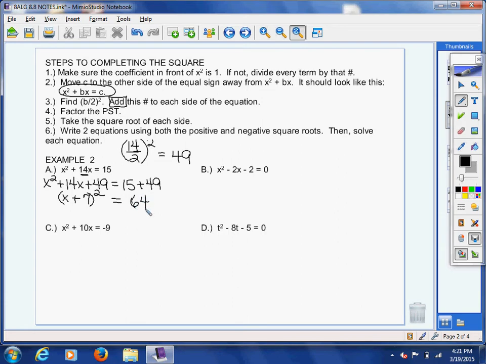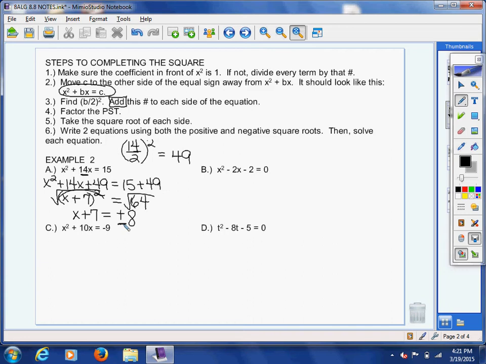Now, to undo, this is step 5 now. To undo a square, take the square root of each side, just like this. That's how you undo a square. Remember, a square and a square root cancel each other out. And that's just going to leave us with x plus 7 is equal to, now the square root of 64, there are actually 2 numbers that will give us 64. You can have 8 times 8, so positive 8. And there's also negative 8. Negative 8 times negative 8 is also positive 64.